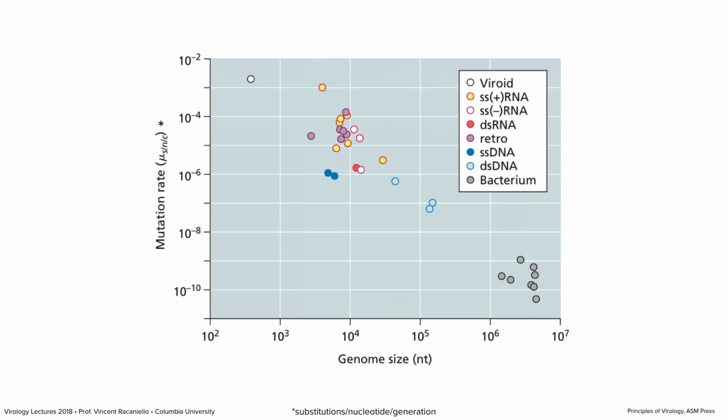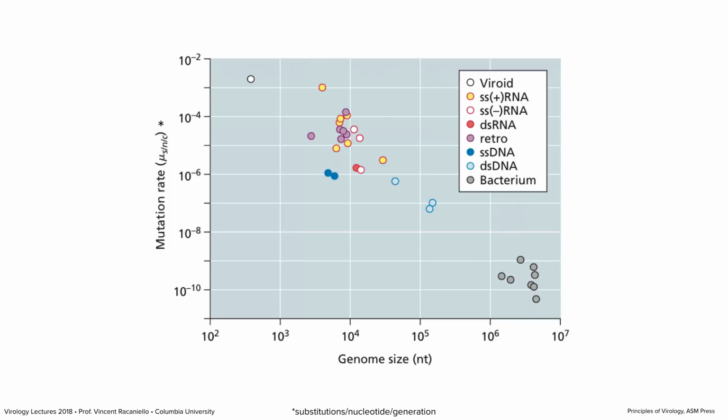And then the next entities are viruses with double-stranded DNA. Those are the blue circles. You can see a few of those there. They have lowish mutation frequency compared to the rest of the viruses. And then we have single-stranded DNA viruses, which have a higher mutation frequency than double-stranded DNA viruses. The reason for that is not really clear. People are looking into that.